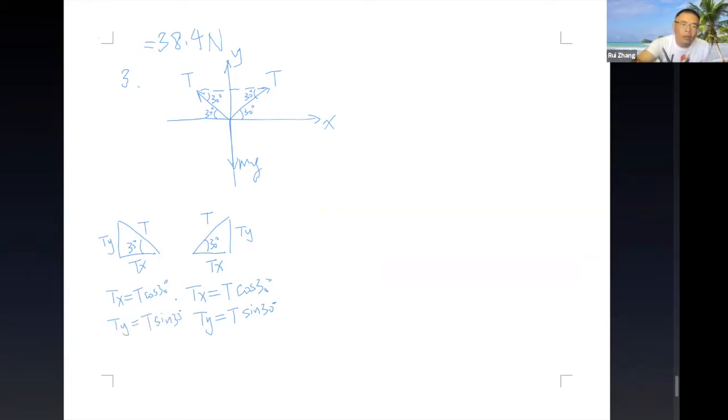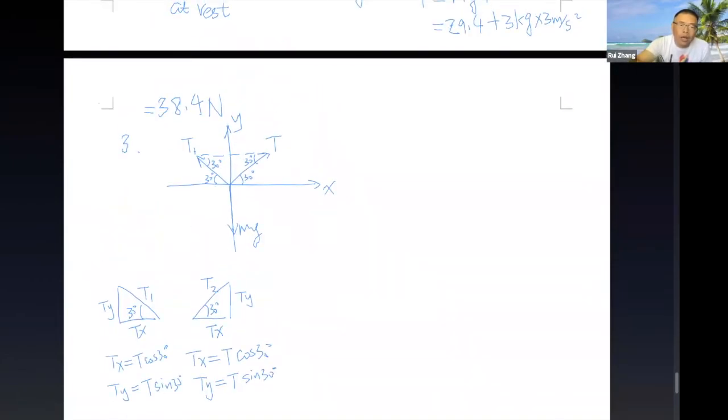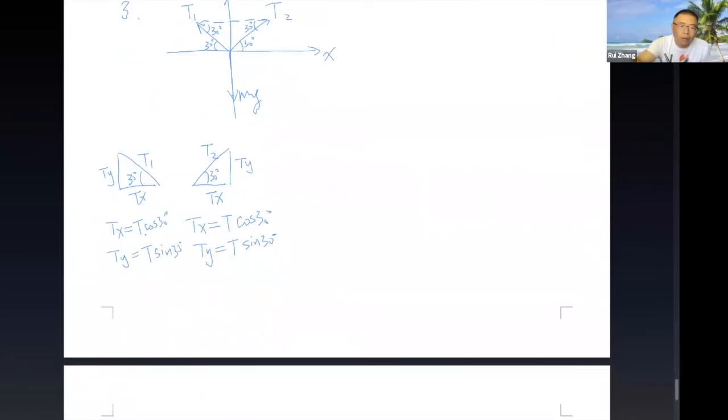Now, you don't really need to assume that they're the same tension. I just assumed it for simplicity. So maybe let's label them differently. Let's call them T1 and T2. In general, they might be different, although in this case, they turn out to be the same. So let me use this here to label them clearly.